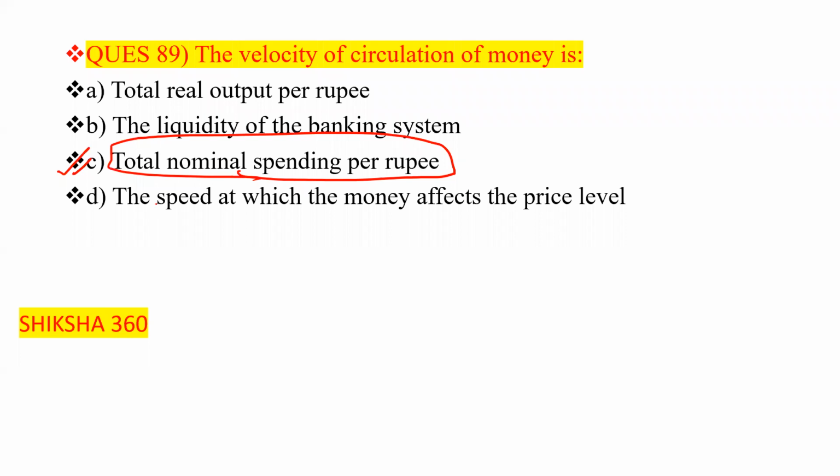This one is the velocity of the circulation of money: the total nominal spending per rupee. So this one is the correct answer here.